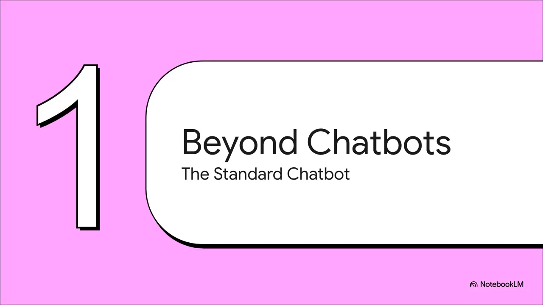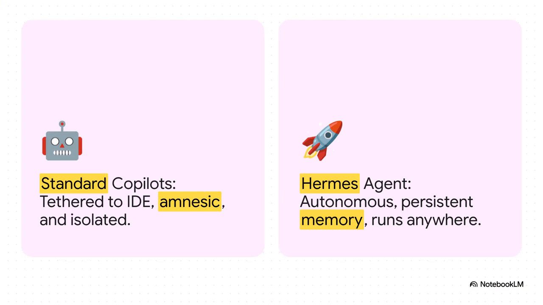All right, Section 1, Beyond the Standard Chatbot. And this brilliantly illustrates the difference. Standard copilots, they're usually tethered right to a specific IDE. They're basically just isolated wrappers around an API, and boom, they forget everything the second you close them. But Hermes is a totally different beast. It's autonomous, it has persistent memory, and honestly, it lives wherever you want it to.